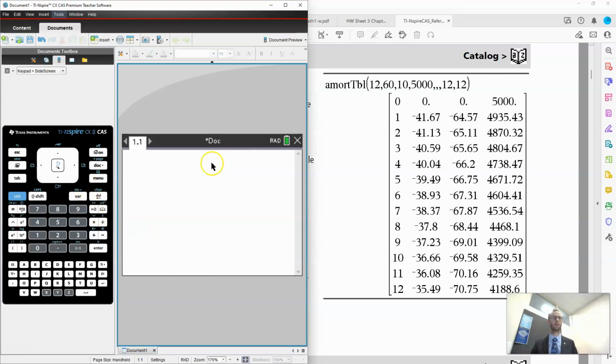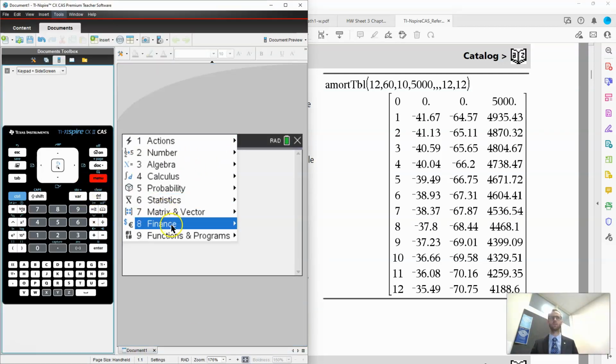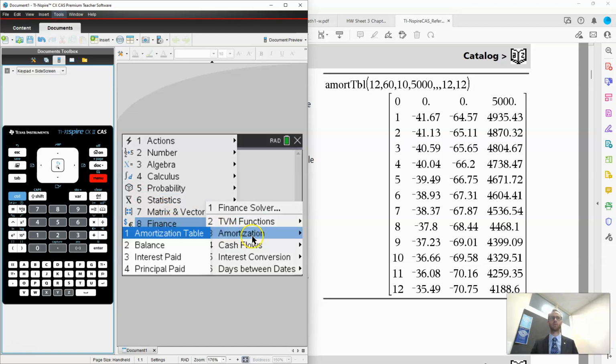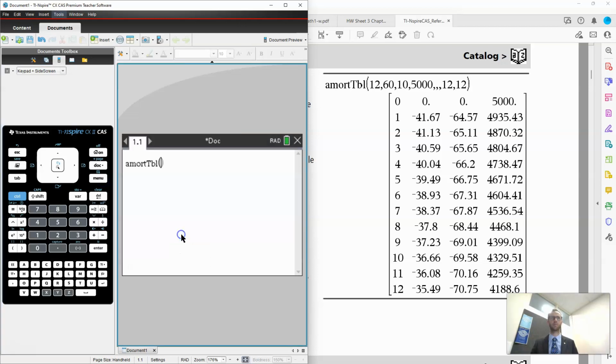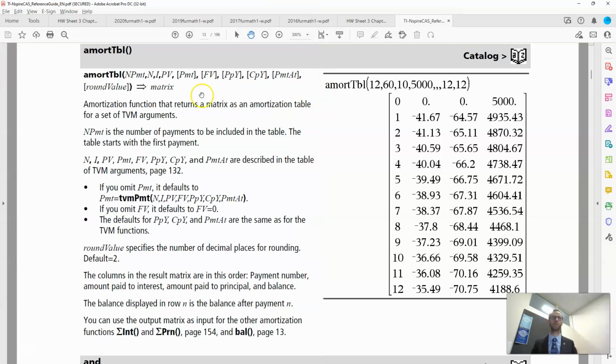If you've got your calculator and you go menu, finance, amortization, amortization table, it gives you this little string here that says amort table, and it doesn't tell you anything else after that, which is annoying because it would be nice if it had a wizard where you could put numbers in. That's why we need the reference guide.